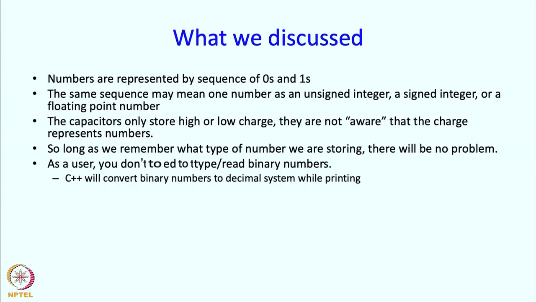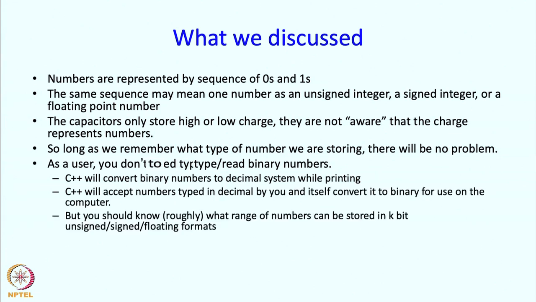I should also point out that please don't be scared, you really don't need to know binary number system. Okay? So whatever you type has to be in decimal, and C++ will convert it to binary. Okay? So you don't have to type binary, don't get scared. And C++ will also do the other thing. It will convert binary numbers that it has on the computer and print out decimal numbers. So both ways it will do it. So you can only think about the familiar decimal number system.